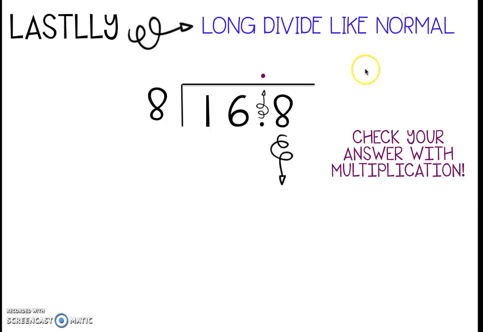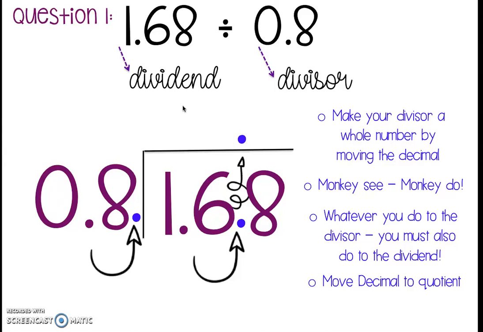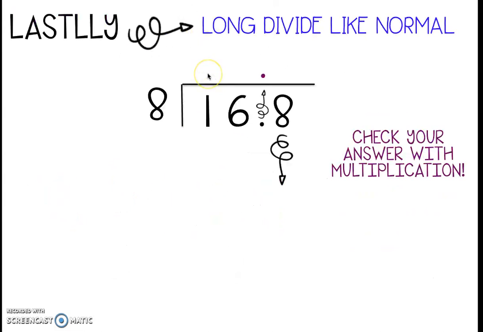So this is the problem that we have here: 16.8 divided by 8, and we got that from moving our decimals all around. Our steps for long division are divide, multiply, subtract, bring down, repeat. We can remember those with our mnemonic device: dad, mother, sister, brother, and rover.